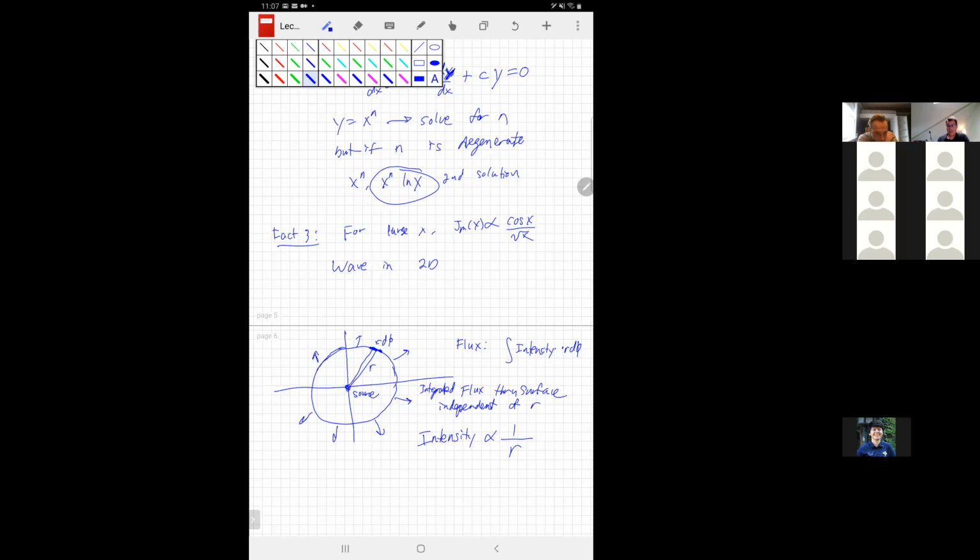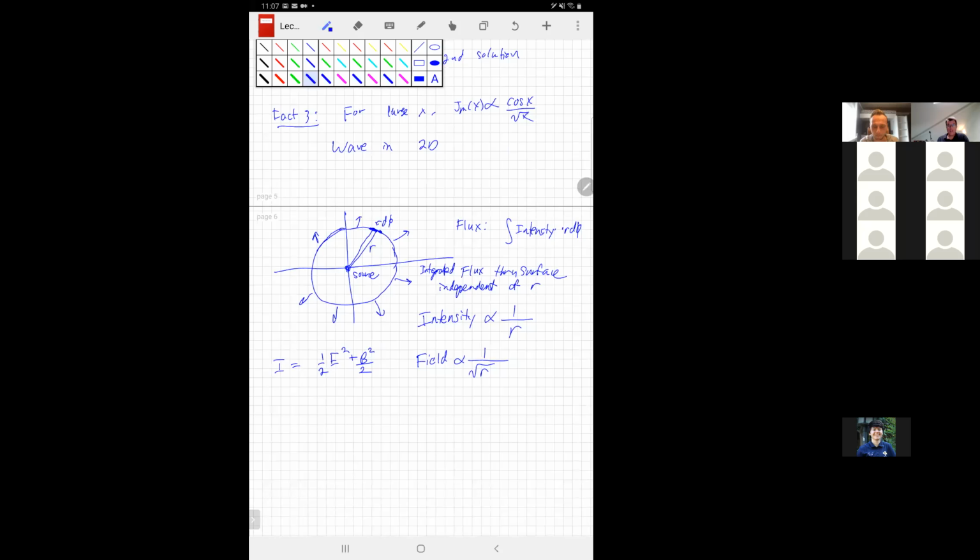Well, for most types of waves, the intensity is proportional to the square of the field. For instance, for light waves, it's 1/2 E squared plus 1/2 B squared. And then there's some epsilon naughts and mu naughts and c's, but in grown-up units, those are all 1, okay? And so these squared fields had better be proportional to 1 over R. So the field had better be proportional to 1 over the square root of R. That way the field squared is proportional to 1 over R. Any questions so far?